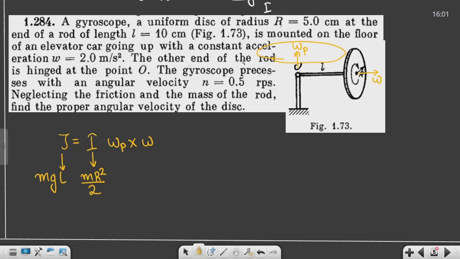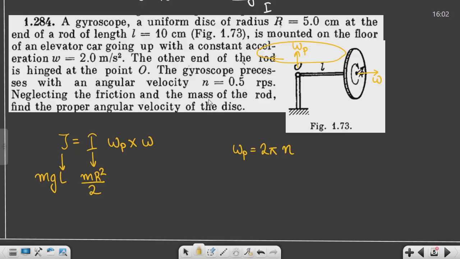Omega p I don't know. Acha, the gyroscopic, 0.5 rps. If you want to convert rps into radians per second, omega p is equal to 2 pi into n radians per second, because 1 round per second is 2 pi radians per second. Whatever is the speed in rps, if you multiply it by 2 pi, you will get radians per second. Find out the angular velocity. I have to find out the value of omega.